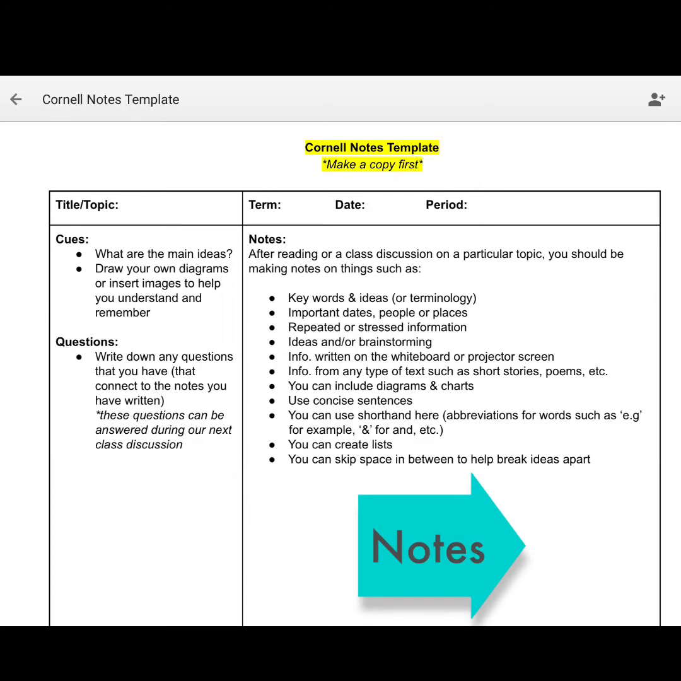So the notes can include things like keywords or ideas, important dates, people or places, repeated or stressed information, ideas or brainstorming. You might also like to include any diagrams or charts. Make sure that you use concise sentences. You can use shorthand, so things like e.g., the ampersand for and etc. You can also create lists and skip space in between to help break your ideas apart.